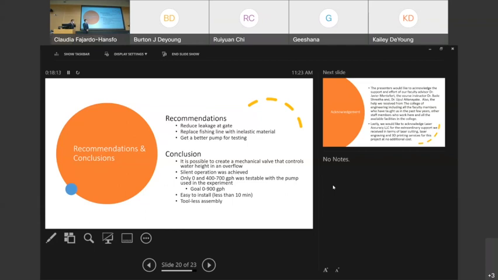So in conclusion, we did prove that it's possible to make a mechanical valve that can control water height and overflow. The device that's being passed around was operating at 400 to 700 gallons per hour for 20 hours straight, and it was doing that silently.